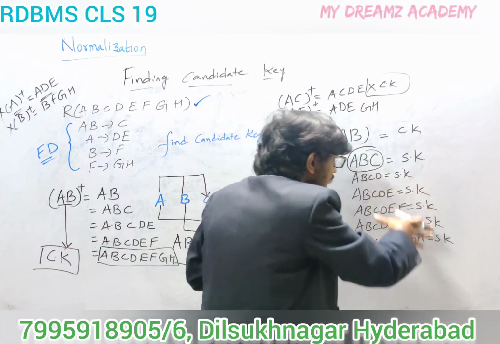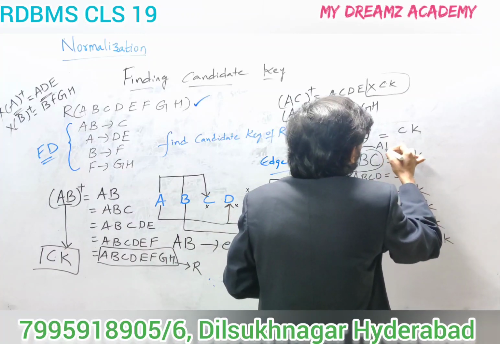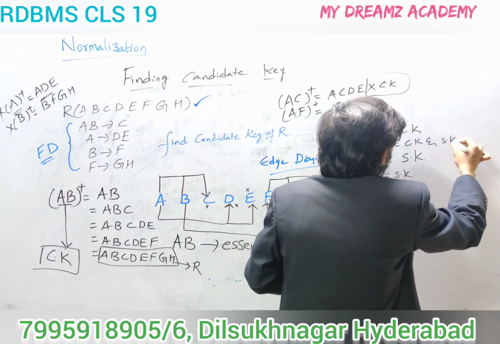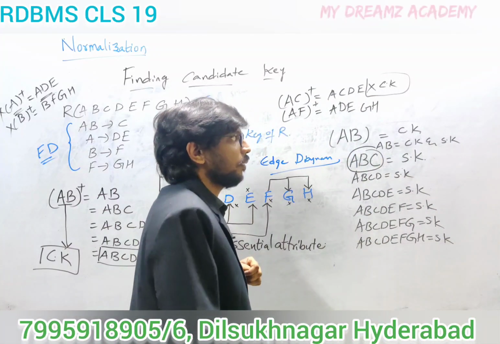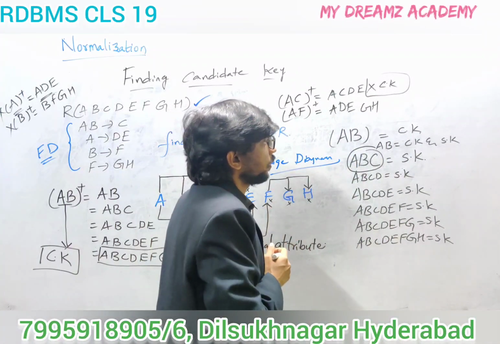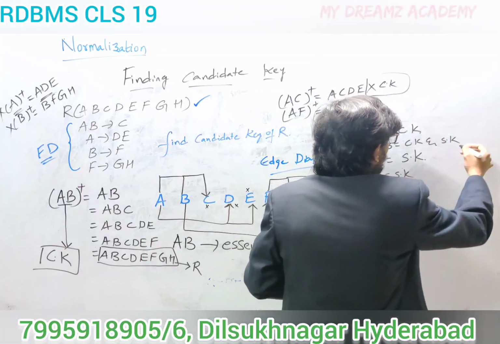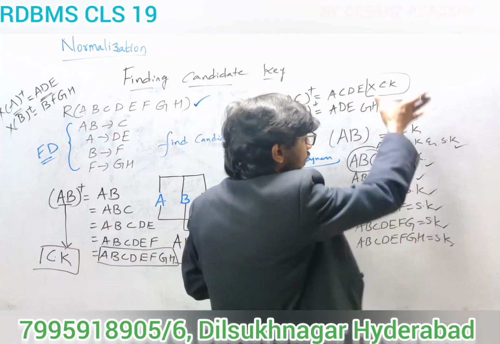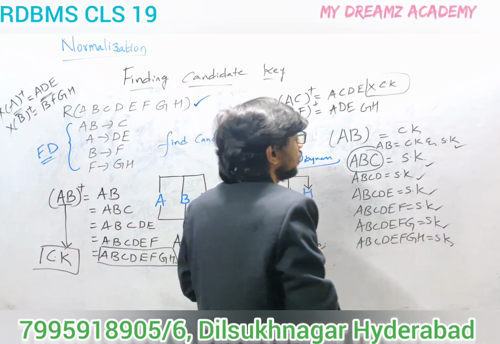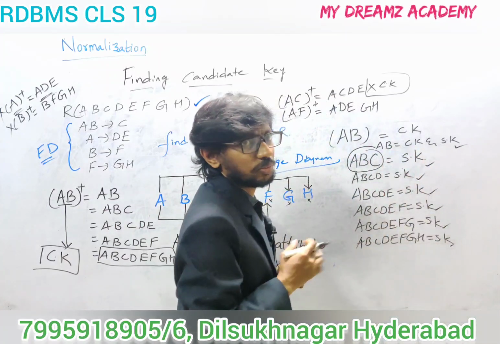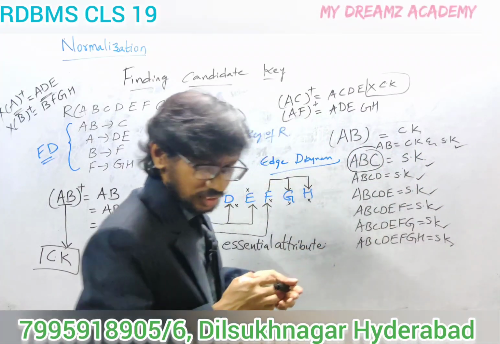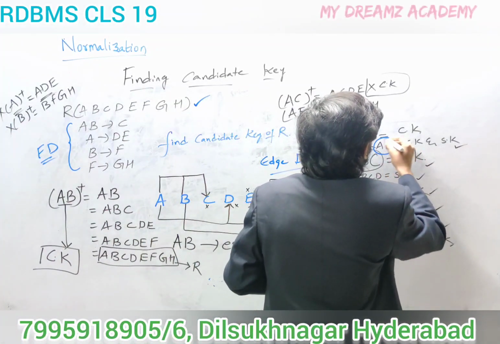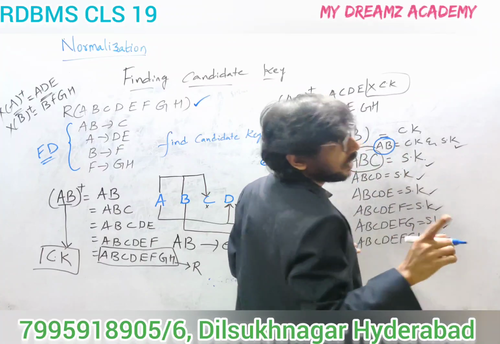Now AB is also a candidate key and a super key, right? So how many super keys do we have? 1, 2, 3, 4, 5, 6, 7. So in all, super keys are there. In that, what is the minimal super key? The small super key is AB. So the small super key will be the candidate key.